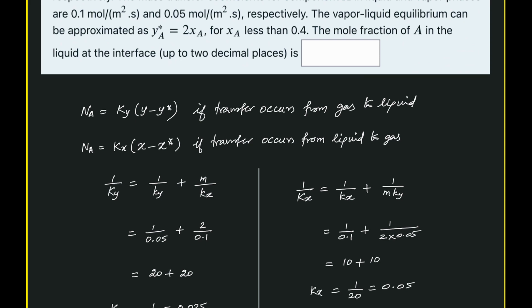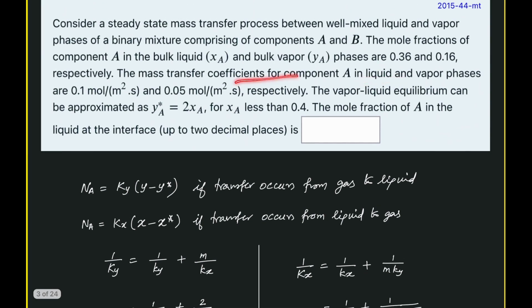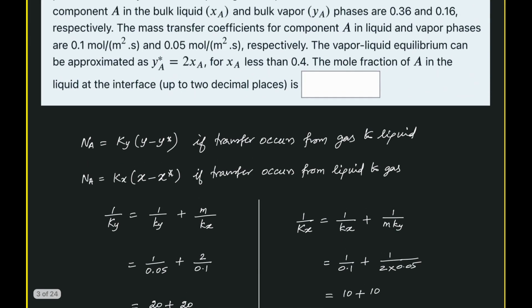The same thing in terms of the overall mass transfer coefficient in terms of the liquid phase mole fraction is 1 by Kx, that is equal to 1 by small kx, which is the mass transfer coefficient for the liquid phase, plus a term with the mass transfer coefficient for the vapor phase. Here again, this is x and y, how they are connected.